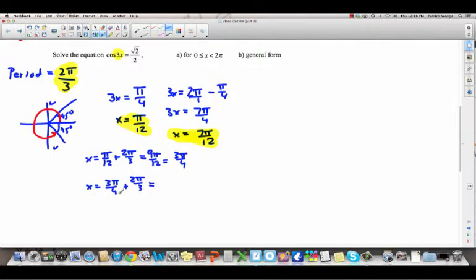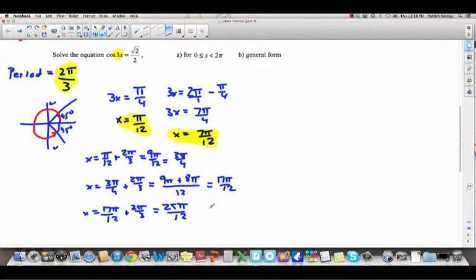Common denominators: multiply top and bottom by 3, you get 9 pi. Multiply top and bottom by 4, you get 8 pi. So we get 17 pi over 12. If you're not sure, maybe you can even get another one. Let's try 17 pi over 12 plus another 2 pi over 3. Multiply by 4, you get 8 here. You get 25 pi over 12.